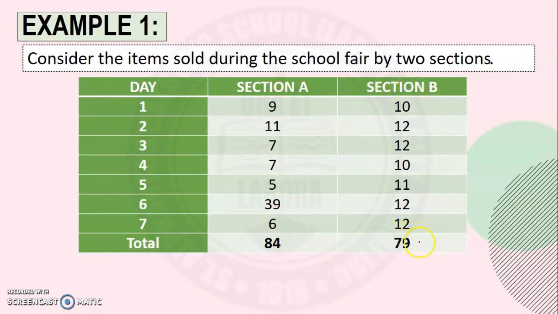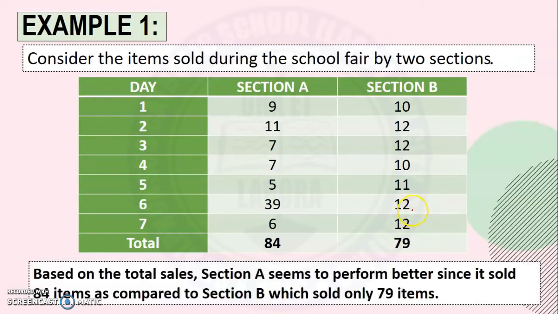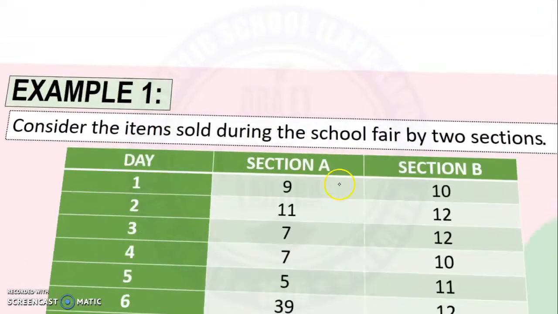Now, we are going to compare the sections and determine which section has a better sales performance. Based on the table, section A seems to perform better since it sold 84 items as compared to section B, which sold only 79 items. But the total sales cannot help us determine which section performs better. That's why we need to solve for their measures of central tendency.